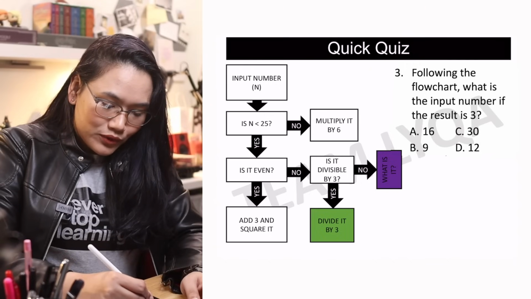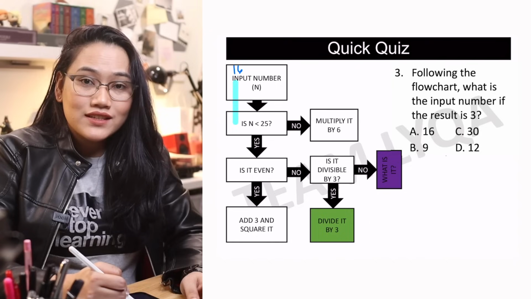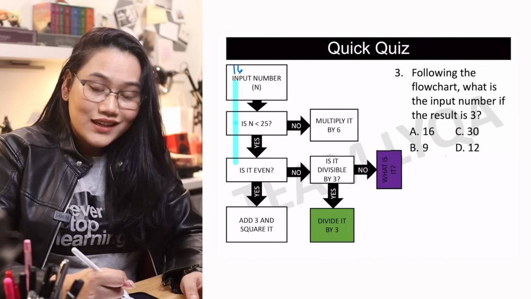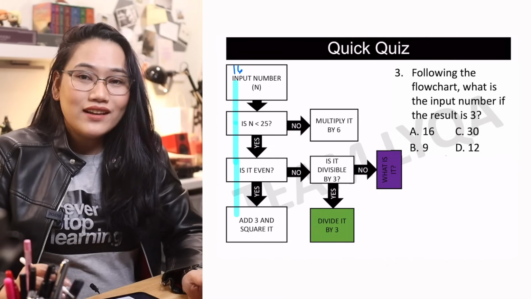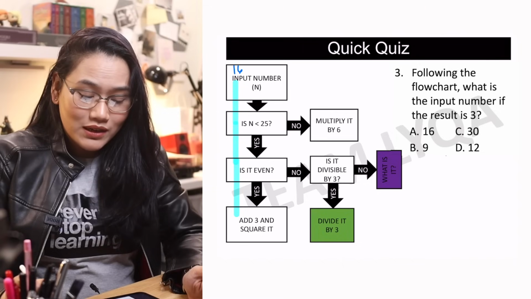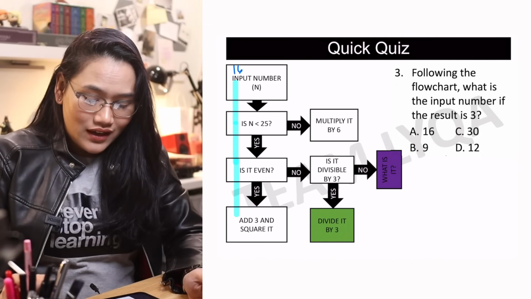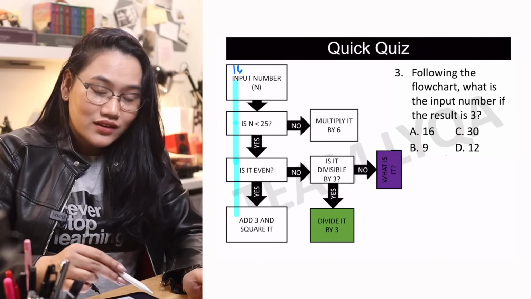Kung 16 ang input number natin, dito tayo dadaan. Is n smaller than or less than 25? The answer would be yes. So, bababa tayo dito. Is it even? The answer would still be yes. So, bababa tayo dito sa add 3 and square it. Now, kahit na hindi ko na-isolve, alam natin hindi yun ang tamang sagot, kasi to add 3 and square it would be even bigger than 16. Eh, ang sagot nga, or ang result ay 3. So, hindi na siya pwedeng sagot.